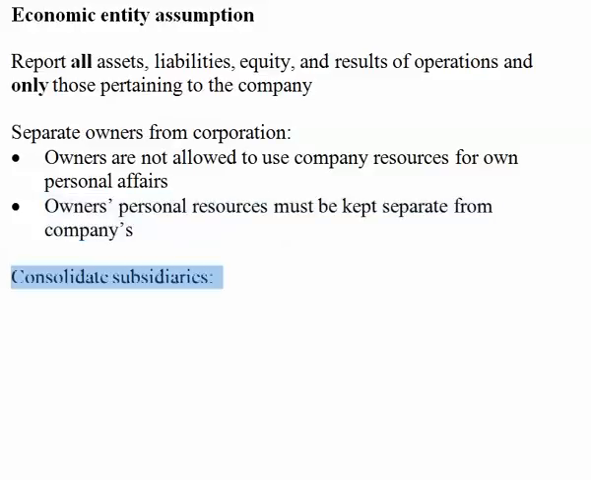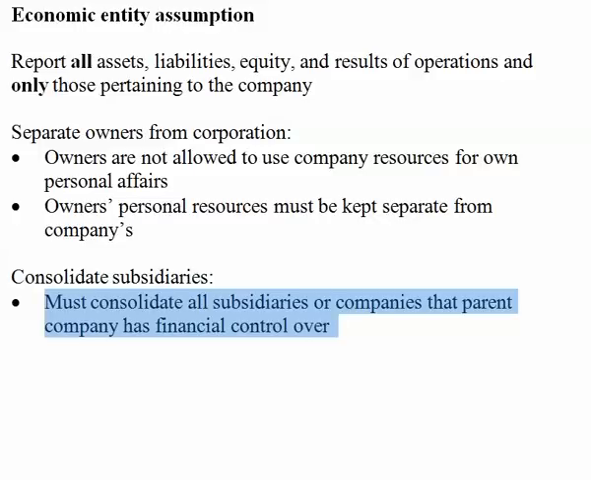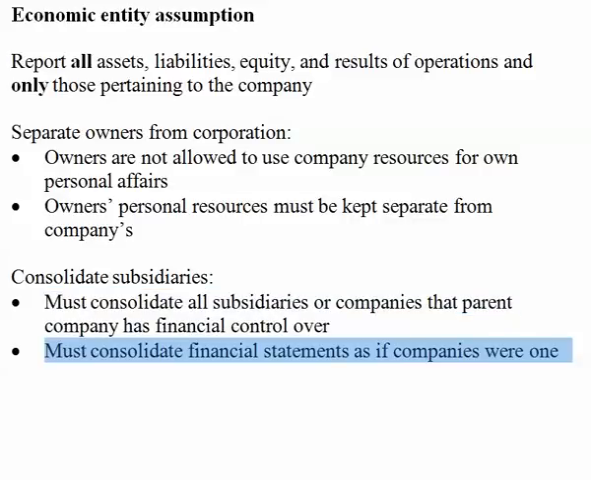In addition, companies have to consolidate subsidiaries. And that means that if a parent company has financial control over subsidiaries or other companies, it has to report it as if it was one company. And the idea behind that is that you don't want a company, say, doing transactions with itself and not reporting it as one entity.